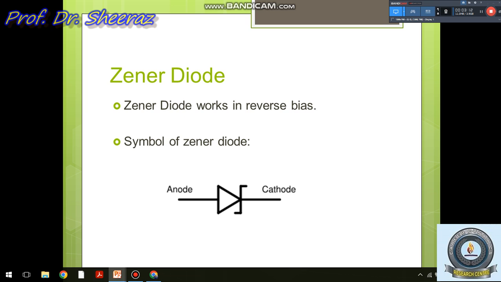Next type of diode is the Zener diode. The Zener diode works in reverse bias. This is the symbol for the Zener diode. We can see that instead of a straight line, we have a line like a curve. Similarly, this point is the anode and this is the cathode. So as the normal diode works in the forward bias direction, the Zener diode works in the reverse bias direction, and the difference between the two is this line.